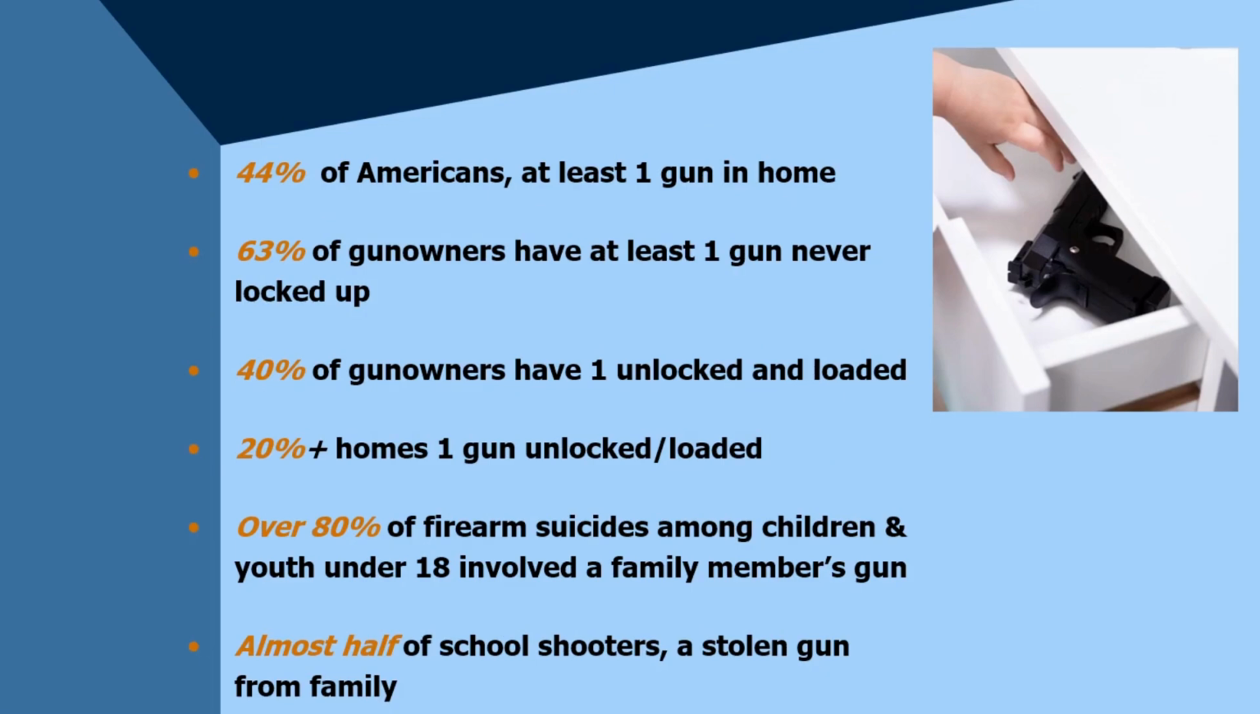Because 44% of Americans have at least 1 gun in their home, 63% of gun owners have at least 1 gun never locked up, and 40% of gun owners have 1 unlocked and loaded. So 20% and more of homes have 1 gun that's unlocked and loaded. Over 80% of firearm suicides among children and youth under 18 involved a family member's gun. For almost half of school shooters, there was a stolen gun from a family. 96% of the stolen guns are from private citizens.